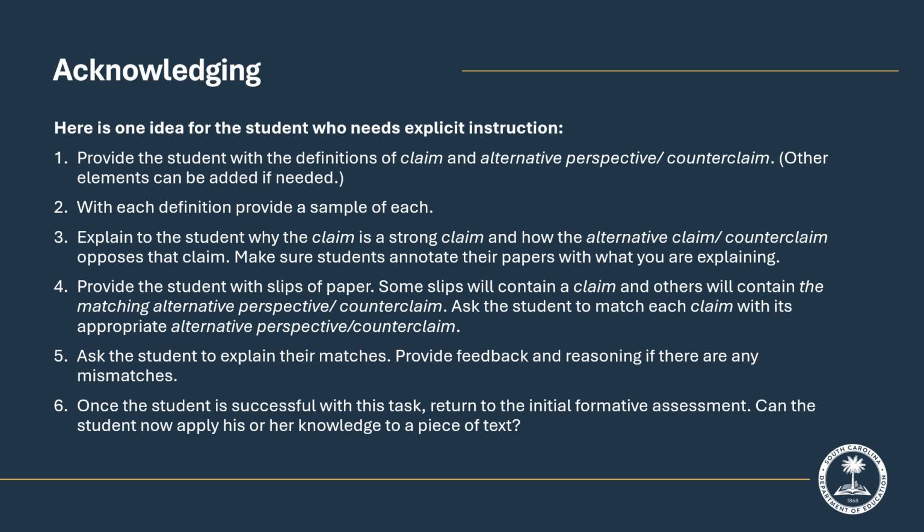Provide the student with slips of paper. Some slips will contain a claim and others will contain the matching alternative perspective or counterclaim. Ask the student to match each claim with its appropriate alternative perspective or counterclaim. Ask the students to explain their matches. Provide feedback and reasoning if there are any mismatches. Once the student is successful with this task, return to the initial formative assessment. Can the student now apply his or her knowledge to a bigger piece of text?